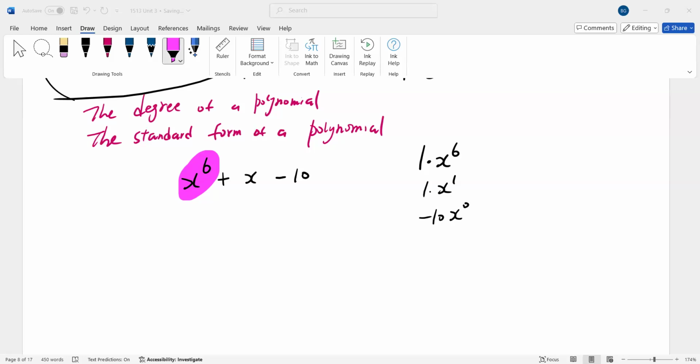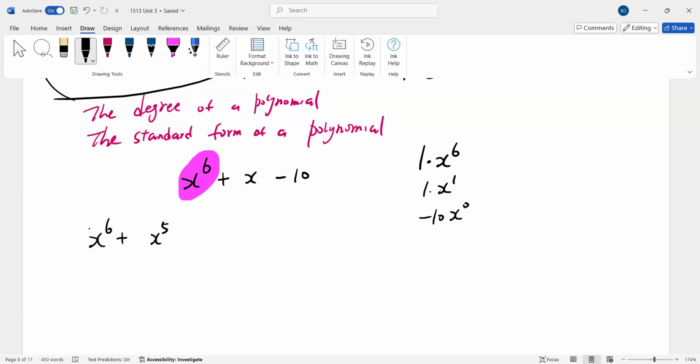So this is a trinomial with degree 6. Leading coefficient is 1. Okay, we are talking about the main thing, the standard form, right? What's the standard form of a polynomial? If the degree of the polynomial is 6, then the standard form should have 7 terms. We start with the leading term, right? x to the power of 6. And then do we have x to the power of 5? Do we have x to the power of 5 in the polynomial?